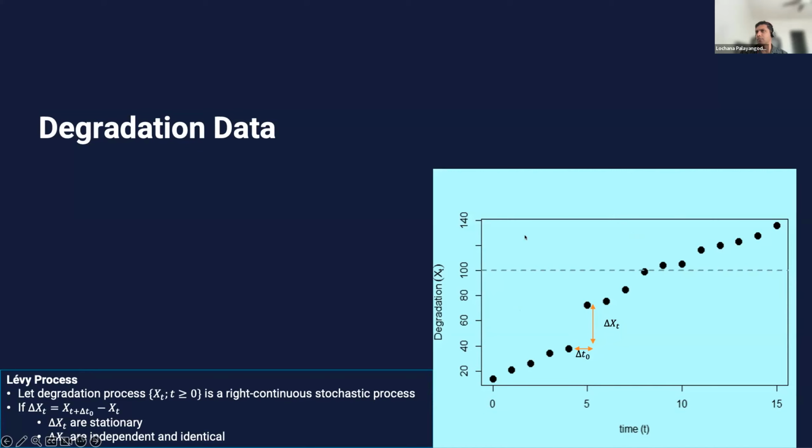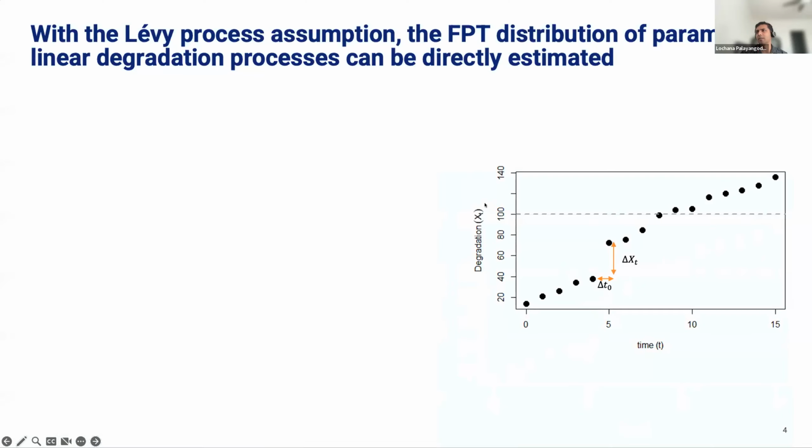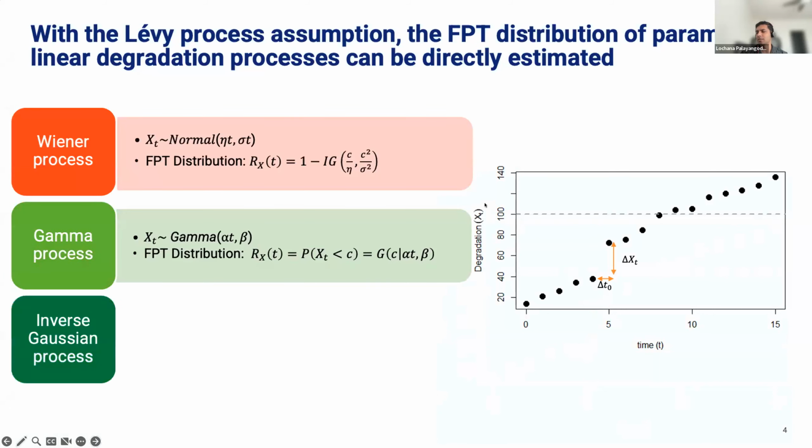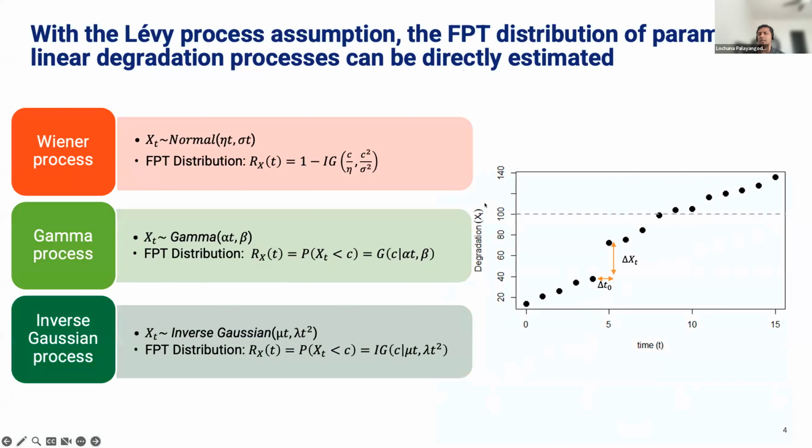With that strong assumption, a lot of models have been developed using different Levy process-based models, such as the Wiener process. I hope you know the Gaussian distribution or normal distribution. Using the normal distribution, we can create the Wiener process if your degradation data follows a normal distribution. There are other distributions like gamma and inverse Gaussian distributions. You can directly find these failure time distributions, but these models use a predefined distribution like the normal distribution or gamma distribution.